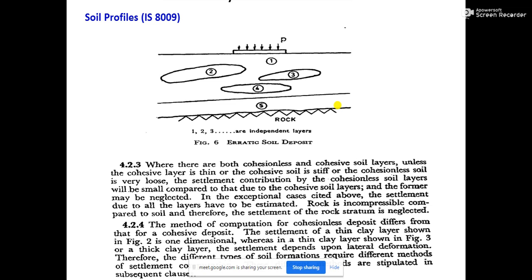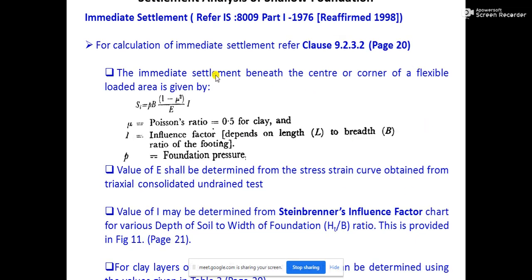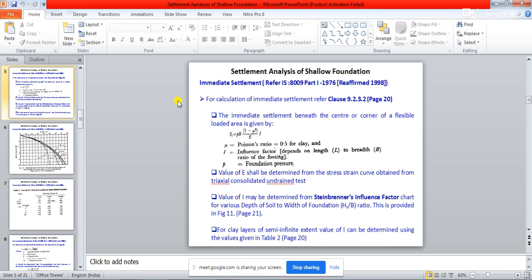So the different types of soil formation will require different methods of settlement calculation. In our next class, we will discuss the method of computation for cohesionless deposits, how to calculate the settlement for a cohesionless deposit. Okay, so we will stop here today, and let me take the attendance. Is it okay? If you have any doubt, you can ask me.